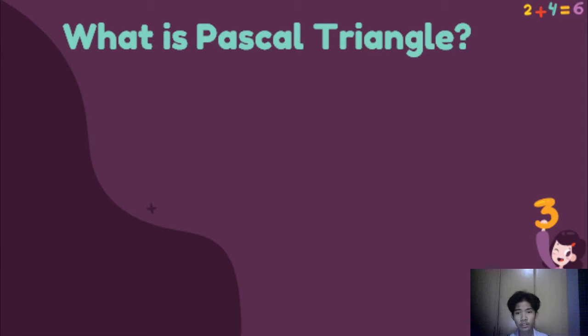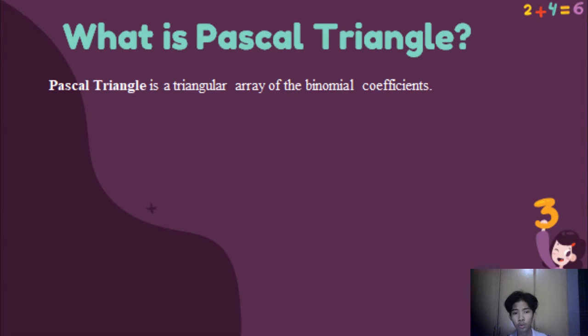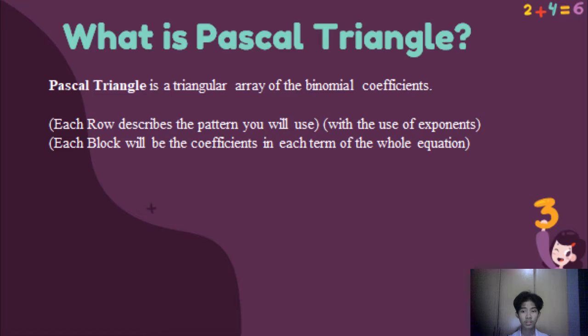Before we dig into the examples, we must first know all about Pascal triangle. A Pascal triangle is a triangular array of binomial coefficients. Each row of the triangle describes the pattern we will use in the whole equation with the use of exponents.